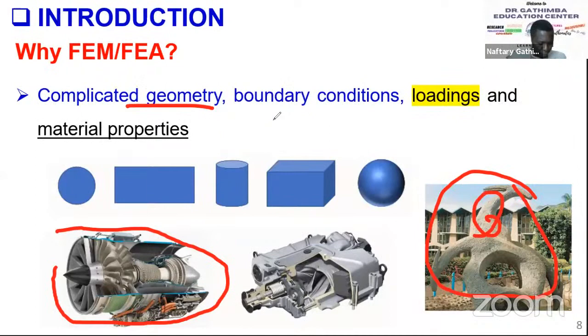With complicated loading again, I'm just checking to ensure that you are still together with me. Okay. Complicated loading conditions. So that's why at this point the analytical methods become almost impossible. They are limited in capacity to do the analysis. So what we do is that we have to do approximation.